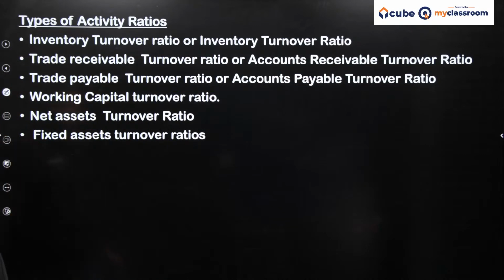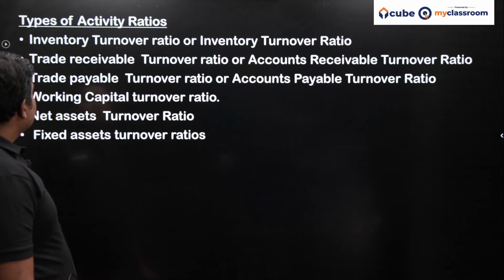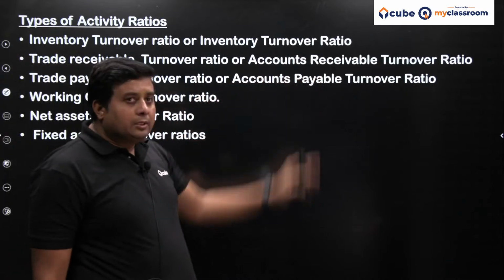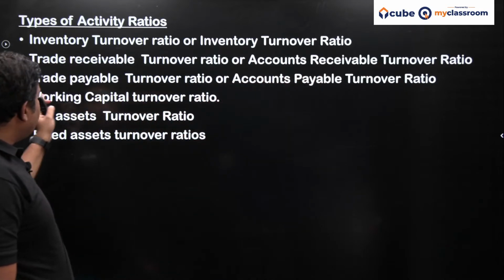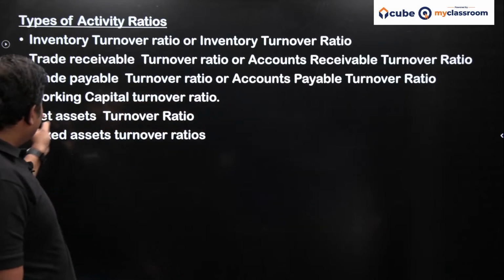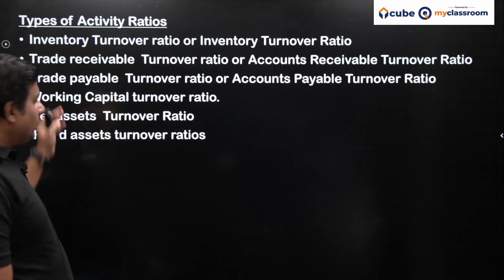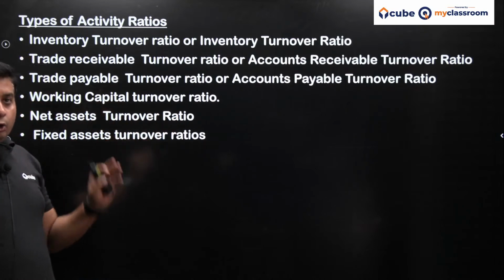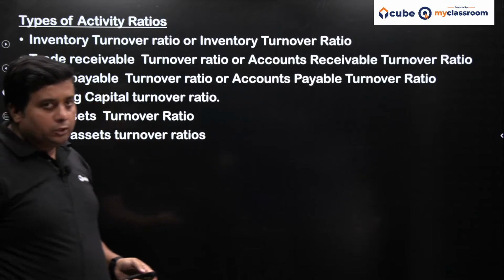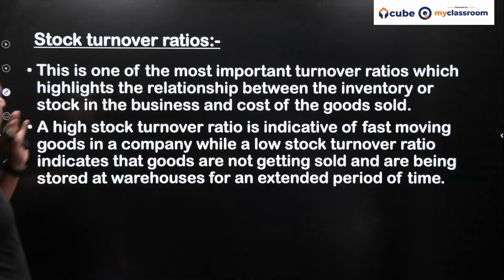Now, types of activity ratio. So there are 6 types of activity ratio. Inventory turnover ratio. Second one is trade receivable turnover ratio, or we can also call it accounts receivable turnover ratio. Third one is trade payable turnover ratio, or we can also call it accounts payable turnover ratio. Working capital turnover ratio, and recently CBSE has added 2 more ratios, that is net asset turnover ratio or fixed asset turnover ratio.